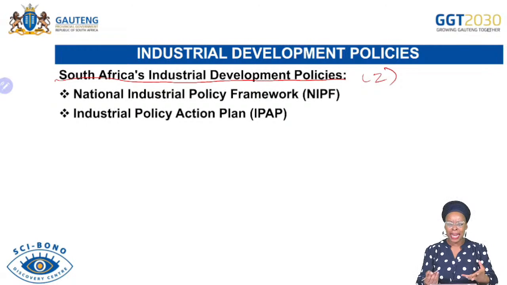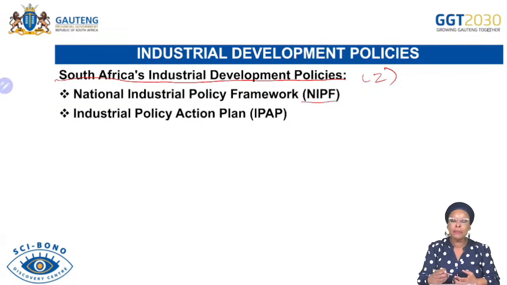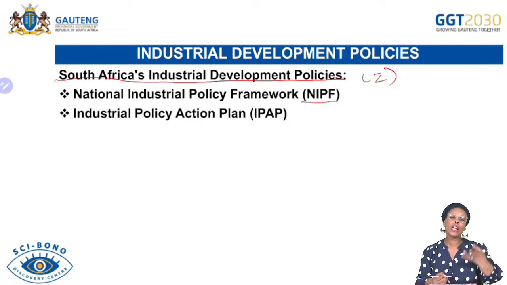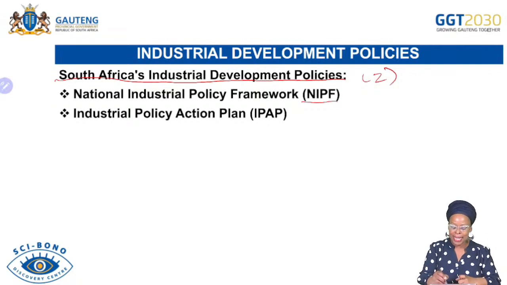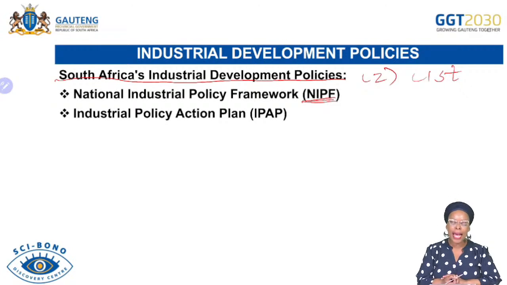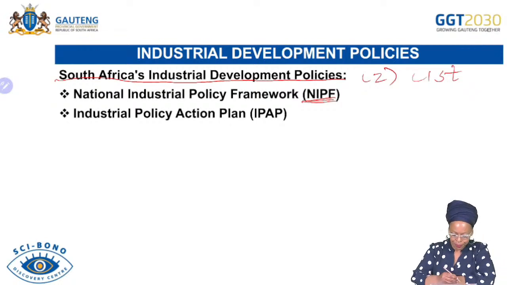If you are asked to name, you can even use the acronyms. We don't use acronyms in question 1.3 when you are given the description of the terms. When you're supposed to give us the concept, you can't give us an acronym or abbreviation. But in section B, where you are asked to list, you can give us an acronym. And then we also have what is called the Industrial Policy Action Plan, and you need to know what the two mean.